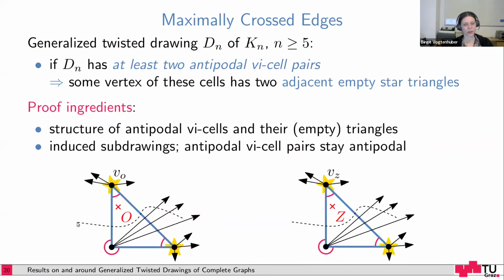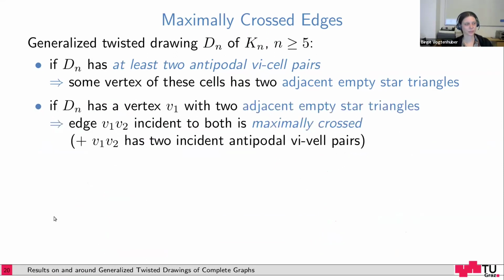And then we use a whole lot of properties of these antipodal VI cell pairs. So because Dn has this one vertex that has adjacent empty star triangles, by the properties from before, the edge V1, V2 is incident to both cells. This edge is maximally crossed. And also it's incident to 2 antipodal VI cell pairs.